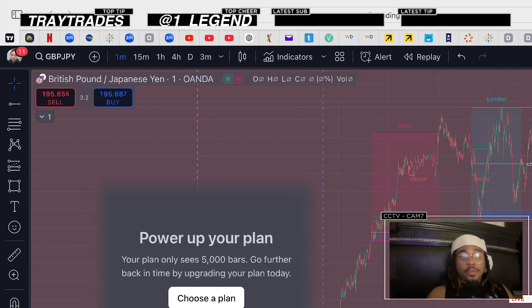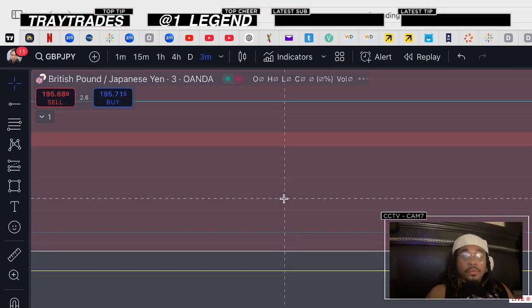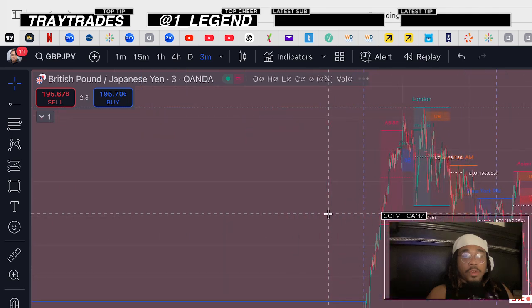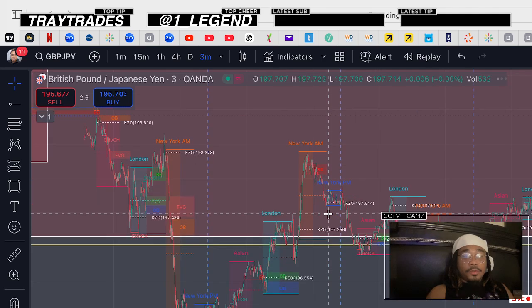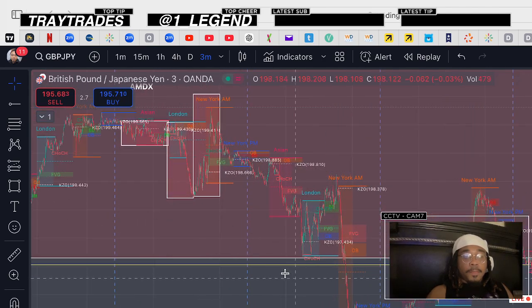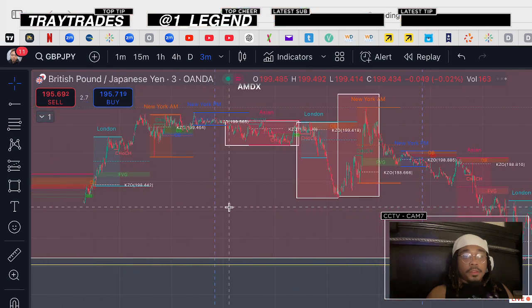Okay, well, it won't let me view it back, and I'm not going to pay for TradingView right now. So we'll just go to the 3 minute and see what happened with price action, which really doesn't make a difference, but kind of does, because I want you guys to see what really happened.